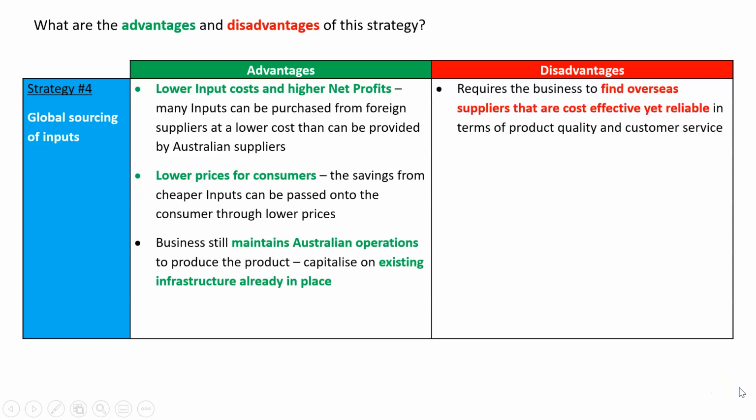What is bad about that strategy? Well, we've got to find overseas suppliers that are not only cost effective, but also reliable in terms of product quality and customer service. It's very difficult to find a supplier overseas, one, but two, how do you know whether they're good? What are you going to base that on? There's no one you can ask. Like in Australia, you probably know other businesses and other people, but who do you ask? You have no idea sometimes.